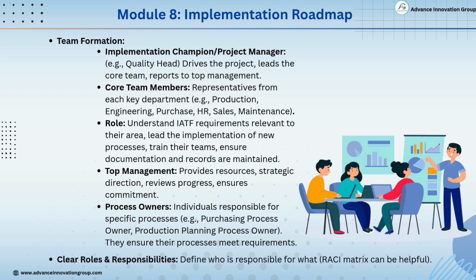Then we have process owners. These are people responsible for individual processes such as purchasing, production planning, etc. Their job is to make sure their processes comply with the standard requirements. Finally, it's very important to have clear roles and responsibilities defined. You can use a RACI matrix to assign who is responsible, accountable, consulted, and informed for each task.